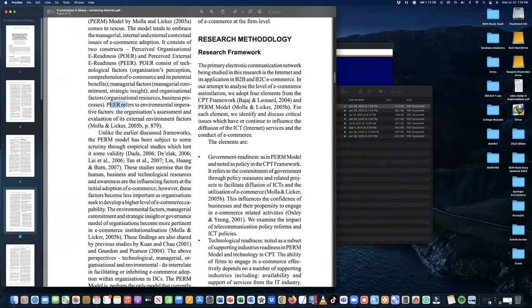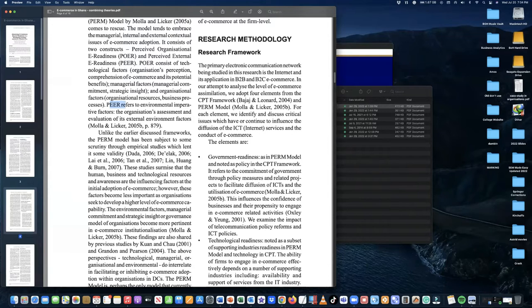The study submits that human, business, and technological resources and awareness are influencing factors at the initial adoption of e-commerce. However, these factors become less important at the organizational level as organizations develop higher levels of e-commerce. The environmental factors, managerial commitment, and strategic insight or governance model of organizations become more pertinent at e-commerce institutionalization. So this is very interesting.